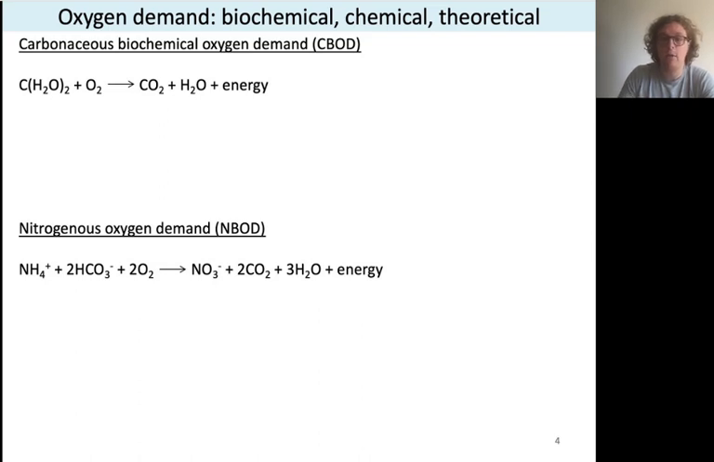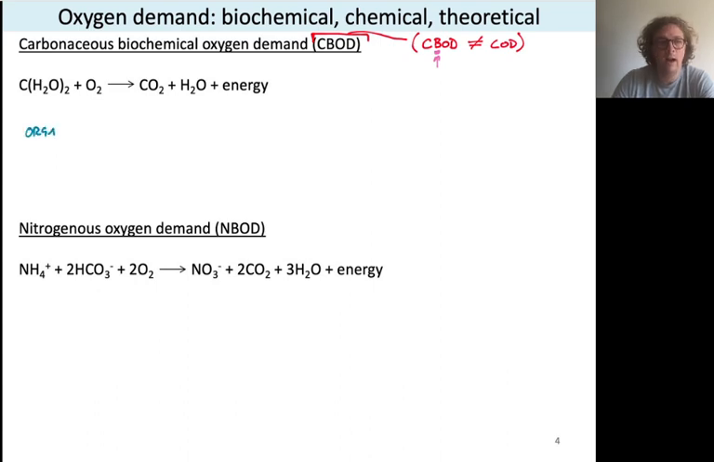So from a chemical reaction perspective, BOD is sort of a two-step process. And to be really clear here, we're going to talk about two kinds of BOD, one associated with carbon and one associated with nitrogen. So we call those CBOD and NBOD. And just to make life confusing, that is not the same as COD. So COD is chemical, CBOD is carbonaceous BOD, and NBOD is nitrogenous BOD.